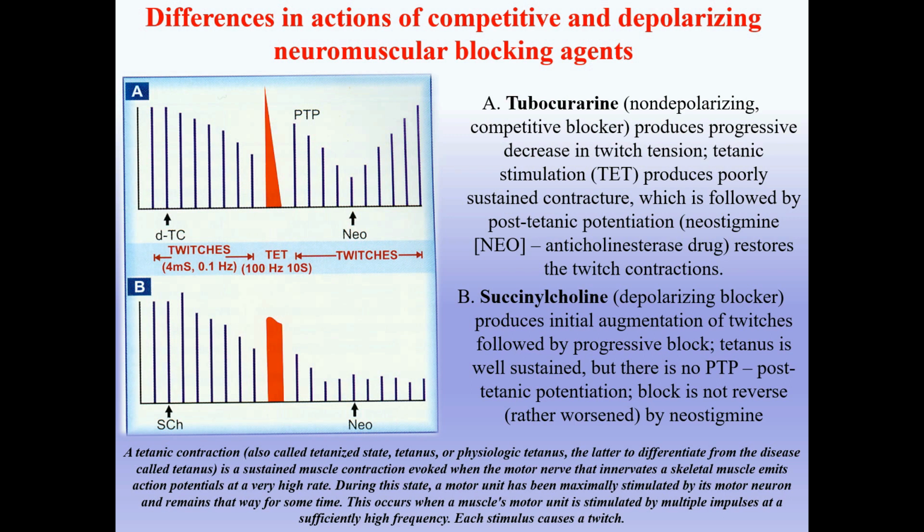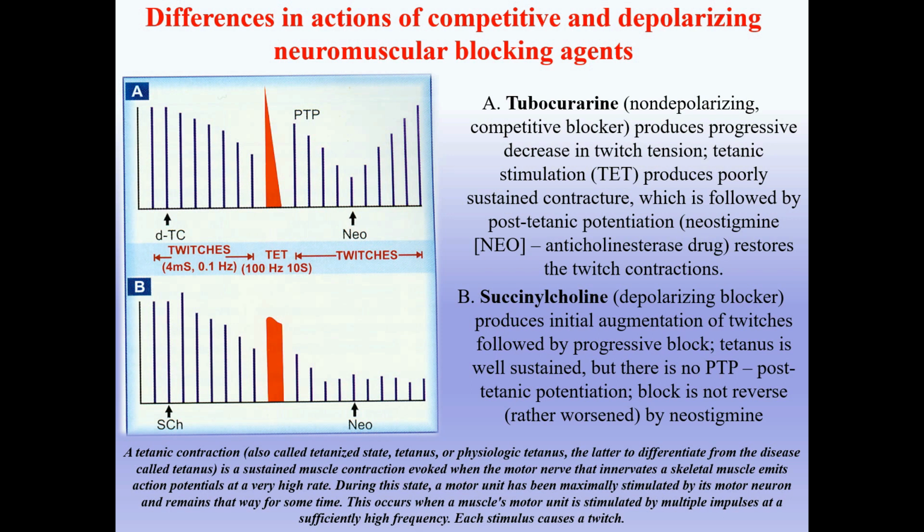Succinylcholine, which is a depolarizing blocker, produces initial augmentation of twitches followed by progressive block. Tetanus is well sustained, but there is no post-tetanic potentiation. Block is not reversed by neostigmine. It is even rather worsened.